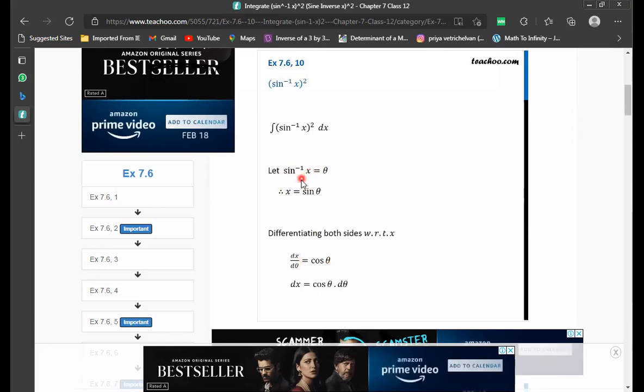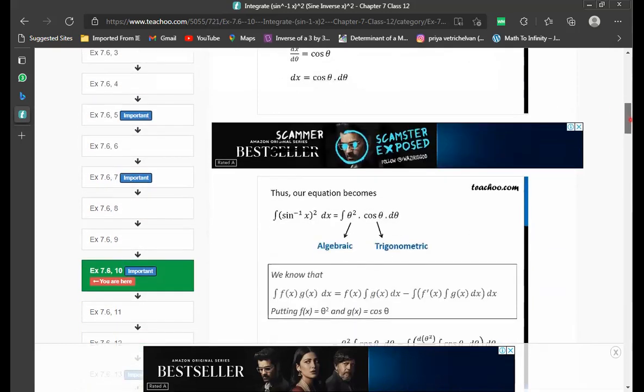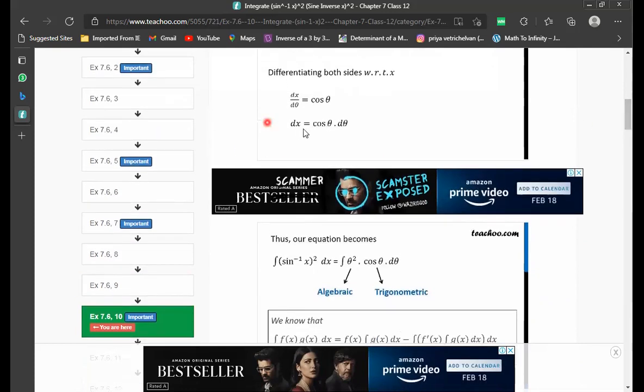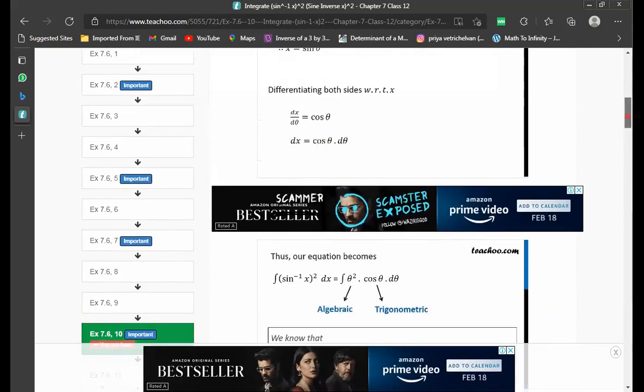Here you have assumed sine inverse of x is theta, isn't it? So x is sine theta, and you will differentiate with respect to theta. When you differentiate x with respect to theta, it will turn into dx upon d theta, and sine theta will turn into cos theta. Then you will rewrite dx as cos theta into d theta.